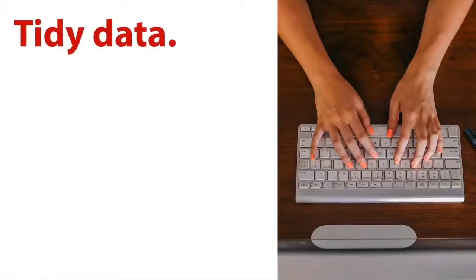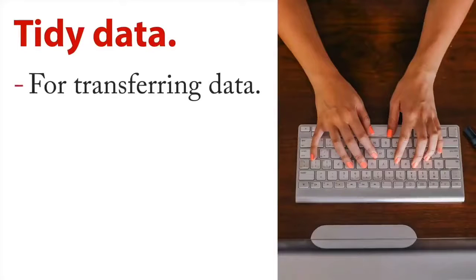Now, when you're working with spreadsheets, however, there's one thing you need to be aware of. They're really flexible, but that flexibility can be a problem. When you're working in data science, you specifically want to be concerned about something called tidy data. That's a term I borrowed from Hadley Wickham, a very well-known developer in the R world. Tidy data is for transferring data and making it work well. There's a few rules here that undo some of the flexibility inherent in spreadsheets.